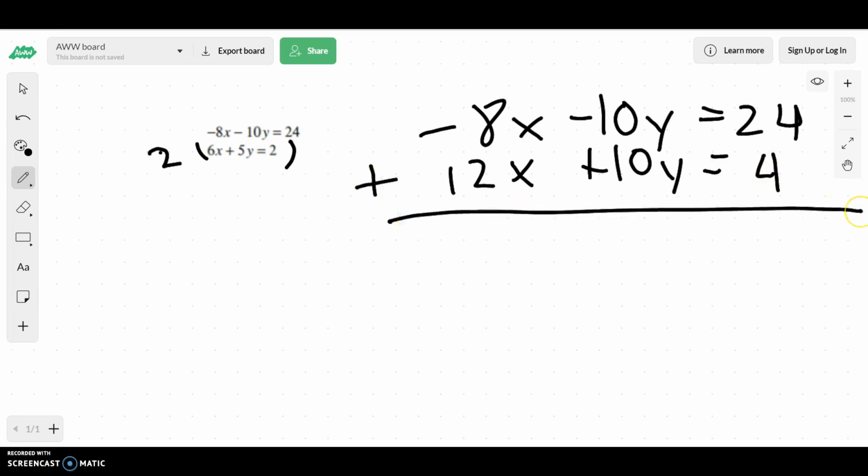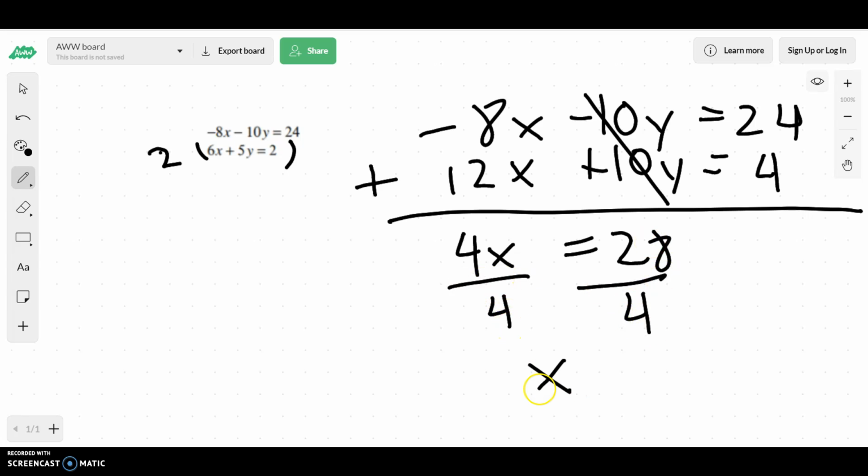Then we're going to add them together. That would give me 4x. These would cancel, and I get 28. I would then divide by 4, and we'd get x is 7. Now once we got x is 7, now we need to find a y value. And we'd be able to find a y value by plugging in this to one of the two equations. So I'm going to plug it into this bottom one because it doesn't have any negatives.